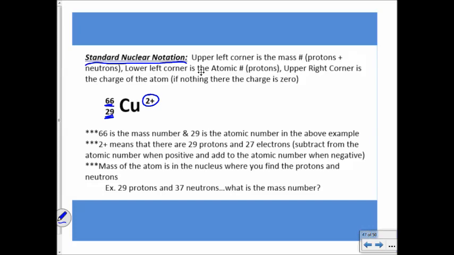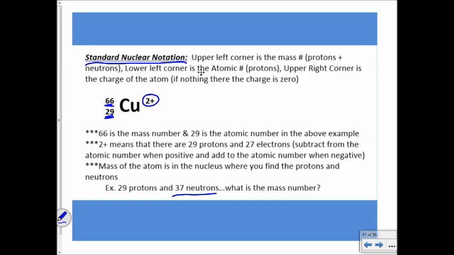66 in this particular case is the mass number. 29 is the atomic number. So this copper is always going to have 29 protons, but for its neutrons, you would do 66 minus the 29 to figure out that it has 37 neutrons. As you go down the periodic table, the neutron numbers become bigger. You'll see as you get down to uranium, which has 92 protons, but the mass number is 238 or something like that. That's a lot of neutrons.